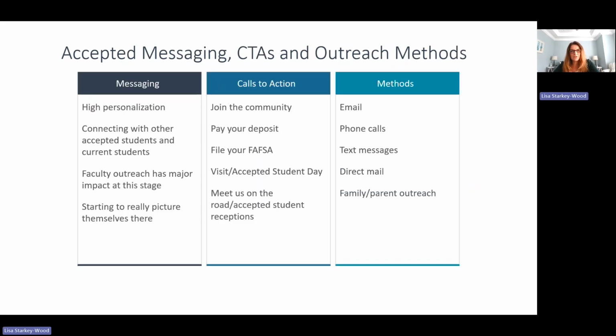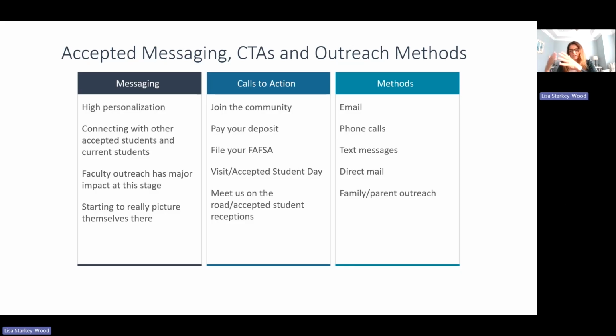And for your accepted students, again, high personalization, getting them connected with other accepted students and current students to really start building that student community. I've seen faculty outreach have a huge impact at this stage. I did faculty contact projects at both institutions that I worked with prior to Staymates, and I would see yield rates that were significantly higher for students that had that faculty outreach versus others that did not, for students in the accepted stage. They're really starting to picture themselves here.